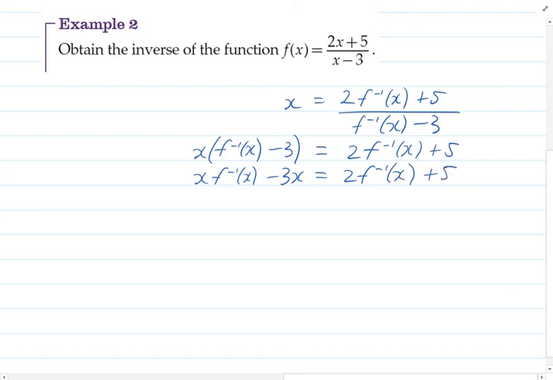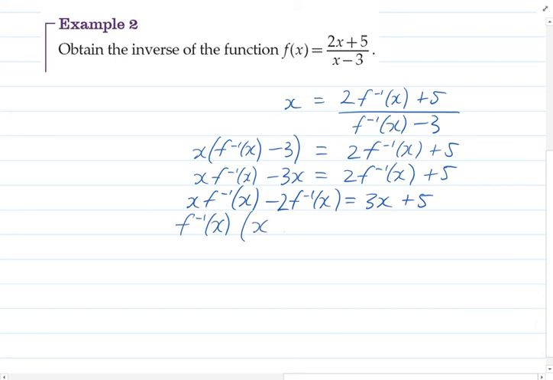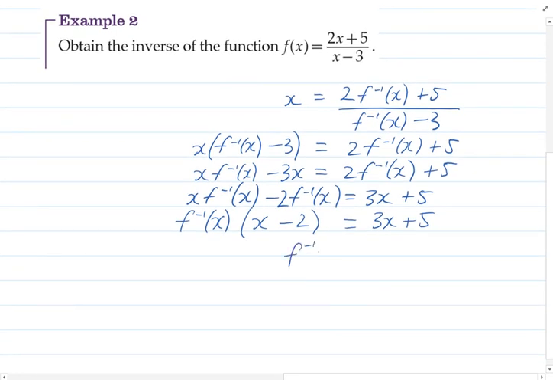And now I'm going to get all of my inverse functions on one side and everything else on the other side. So we're going to have x times the inverse function minus 2 times the inverse equals 3x plus 5, and I'm going to factorize out my inverse function. So we're going to write inverse of x and factorize out x and negative 2, and what that lets us do is divide by x minus 2 to leave us with just our inverse function. And so the inverse function is equal to 3x plus 5 divided by x minus 2, and that's it.